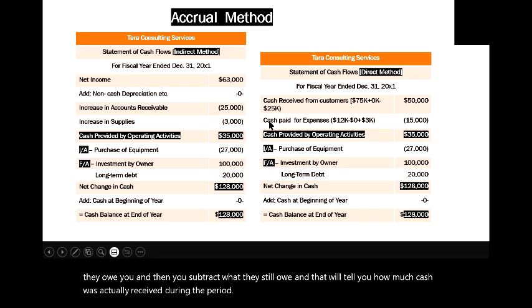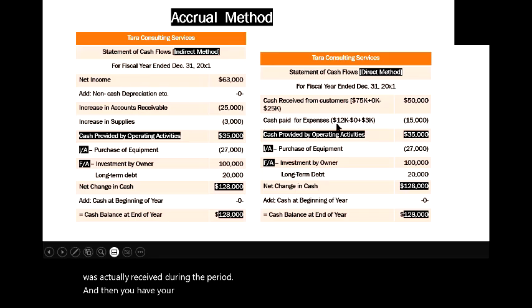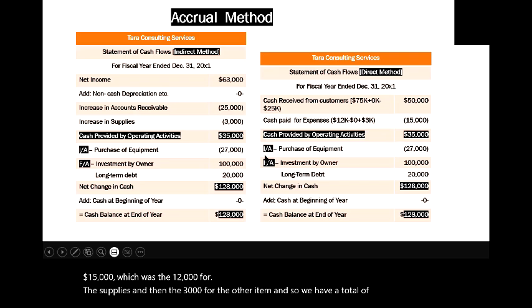And then you have your cash paid for expenses. We paid $15,000, which was the $12,000 for the supplies and then the $3,000 for the other item. And so we have a total of $15,000.